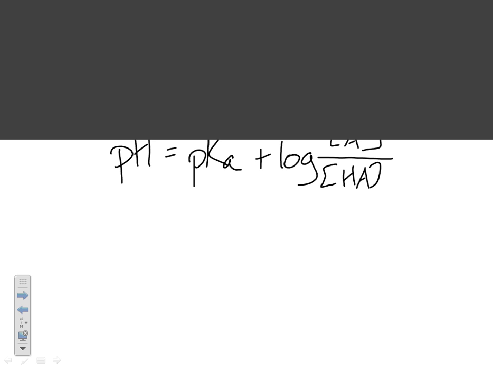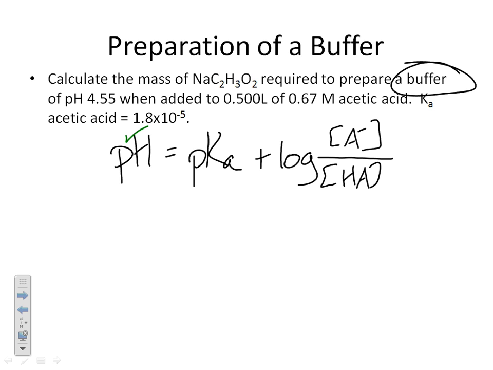pH. That's in our Henderson-Hasselbalch equation. When added to 0.5 liters, oh, that's volume. Oh, that's interesting. We've got molarities, so I bet we're going to be using that somewhere, with molarities of a 0.67 molar acetic acid solution. Acetic acid, that's a weak acid. Okay. It's right there. We've got that.